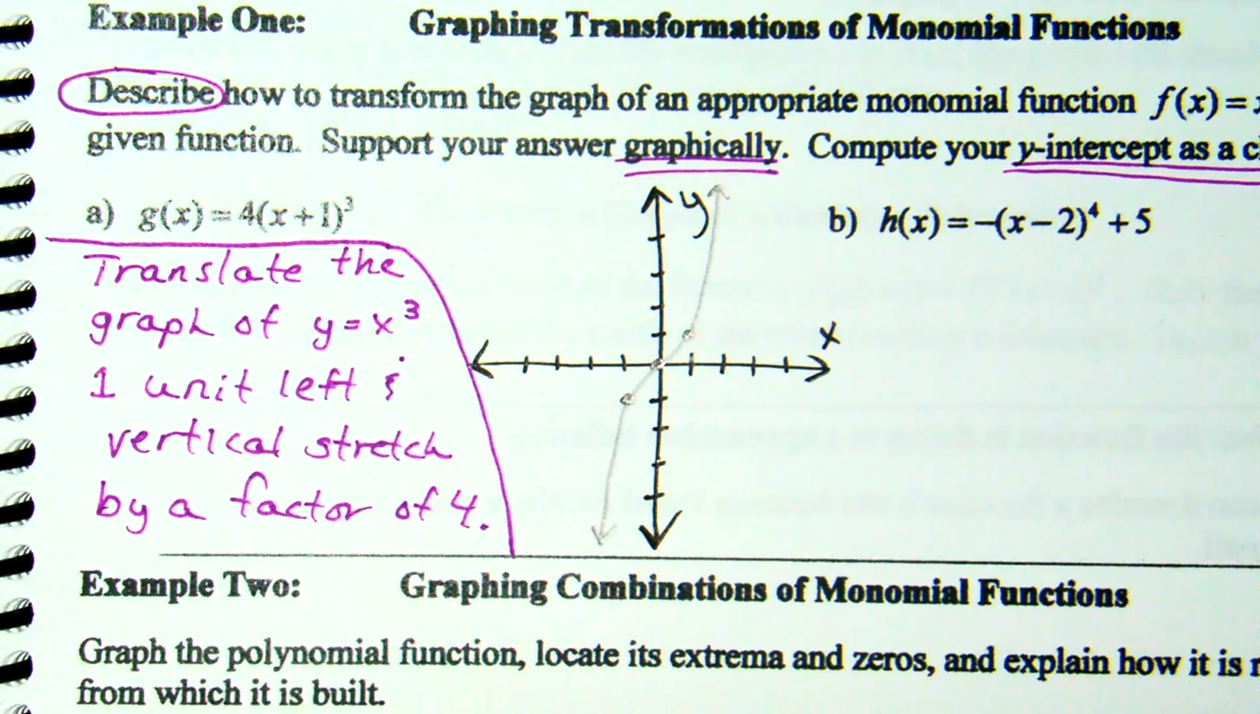Old news, I hope. Now, we have to transform that. So what do we have to do to this graph? We have to take it and move it left 1 and stretch it by a vertical factor of 4. Now, if we move this left 1, what happens to this center (0, 0)?